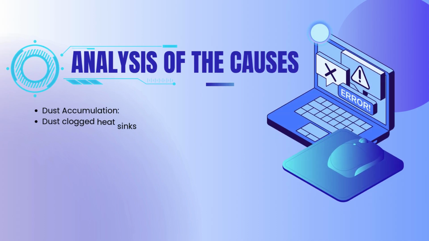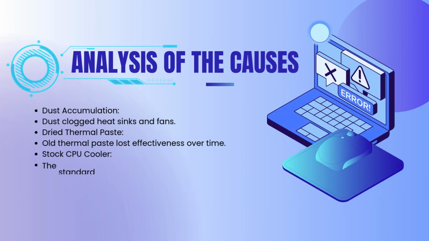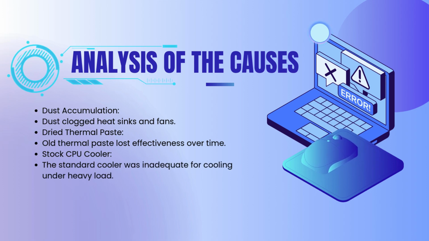As for the analysis of the causes, we identified three key causes of the overheating. First of all, dust accumulation was preventing proper airflow through the system's heat sinks and fans. Second, dried thermal paste between the CPU and cooler had lost its effectiveness, which led to poor heat transfer. Lastly, the stock CPU cooler was inadequate for handling the heat generated by the processor during high load tasks like gaming.